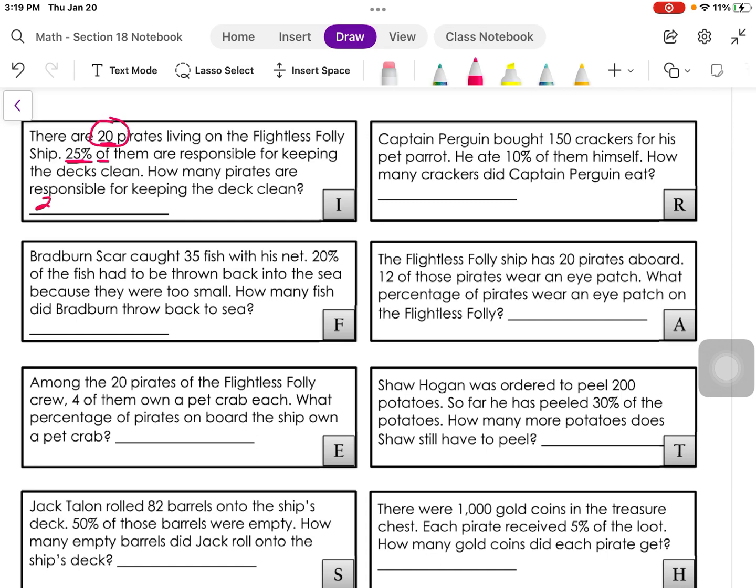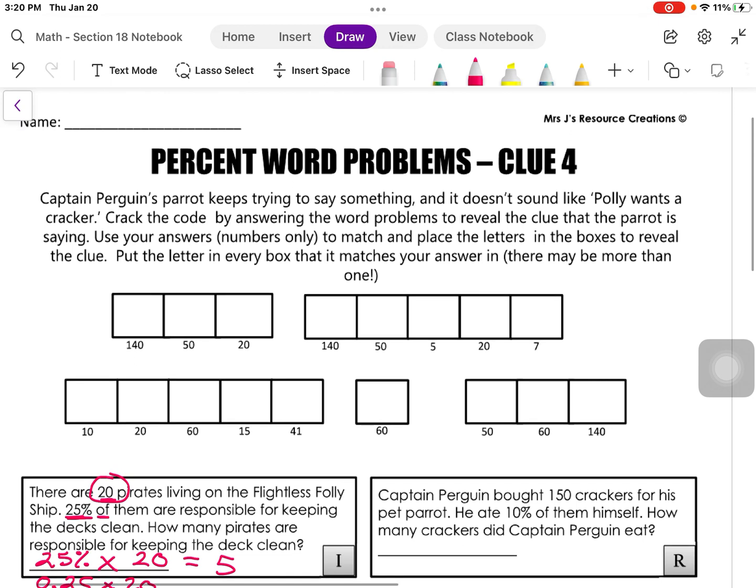So what is 25% of 20? That's what I want to know. And 25% is a benchmark fraction, so I could take 20 and divide it by 4 to come up with my answer. 20 divided by 4 would be 5. Or if I don't know that it's a benchmark fraction, again, I can change my percent to a decimal, and then I can multiply it by 20 using my calculator. Either way, I end up with 5 pirates. So up in my clue, I find the number 5, and that would be I.